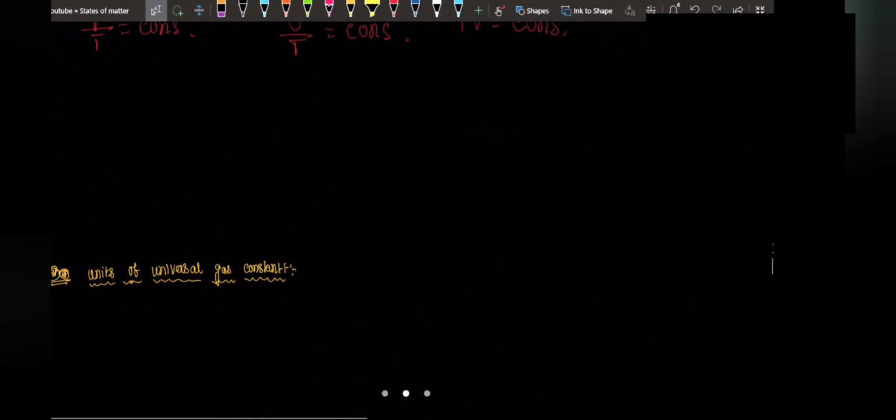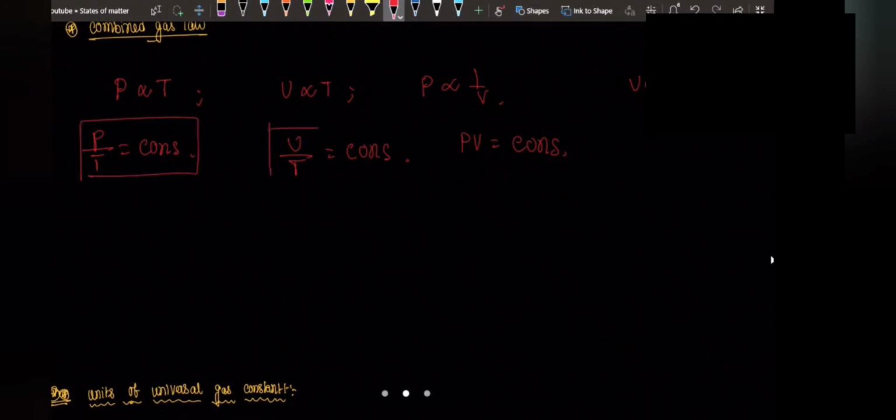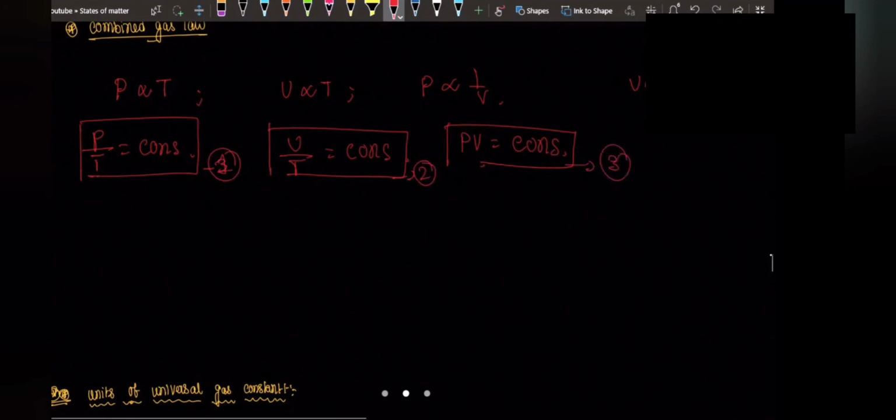Okay, one more law was there, V varies with N. Now see, considering equation number 1, equation number 2, and equation number 3, if you combine all these three laws, you can see the combined law would come like this. PV equals constant. It's always constant. P by T equals constant, V by T equals constant as well. So PV by T would be constant as well.